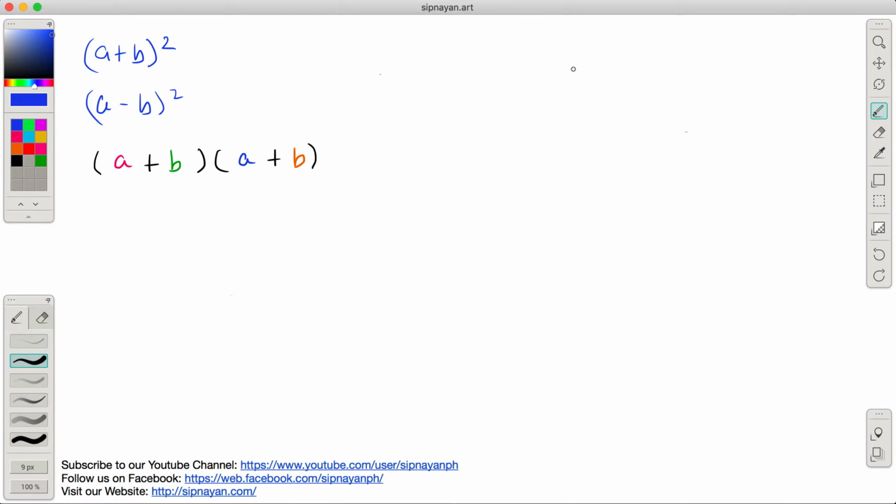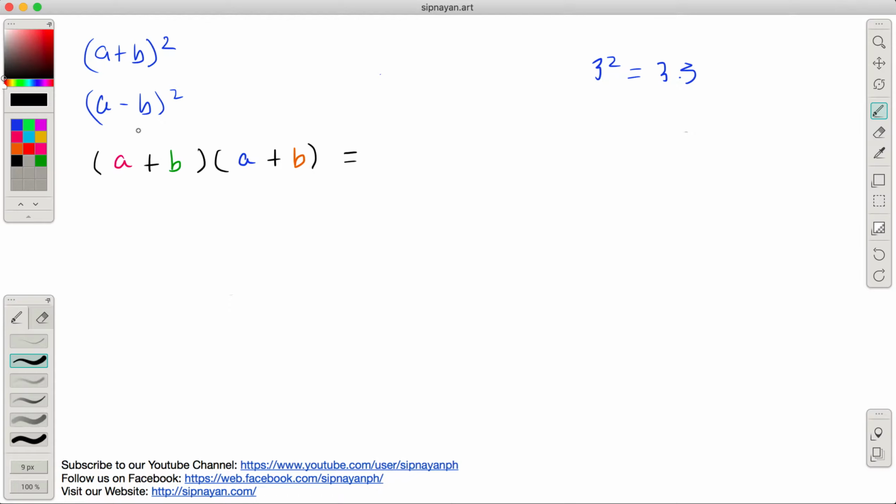Alam natin that if we square a number, for example, 3 squared, that is multiplying the number by itself, di ba? 3 times 3. So, pag sinabi natin a plus b squared, ang ibig sabihin niya, we multiply a plus b by itself. So, maraming ways to multiply binomials. Pero ituro ko sa inyo yung hindi siya pinakamadali, but I think pinaka-useful dahil pwede nyo siya i-generalize later.